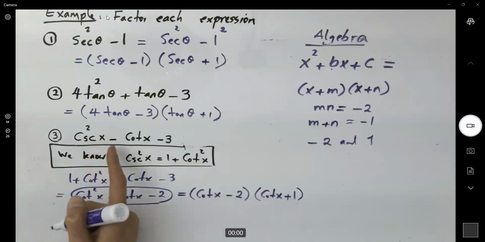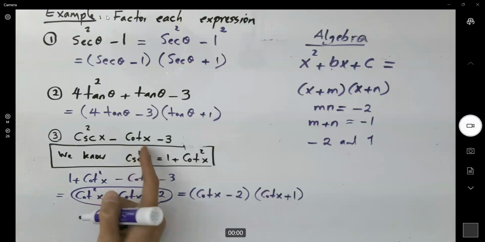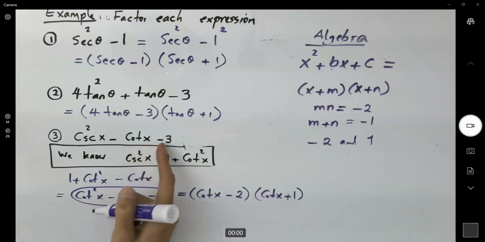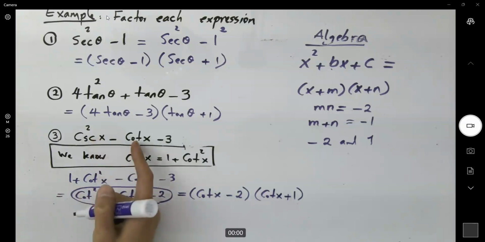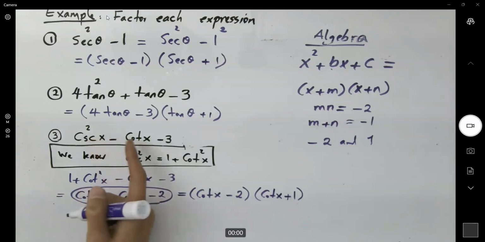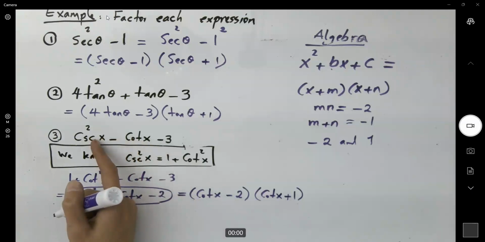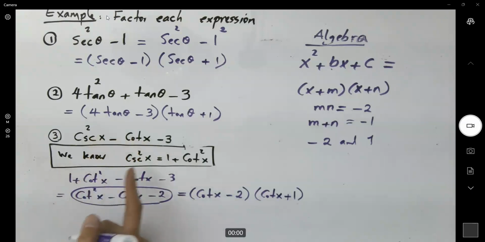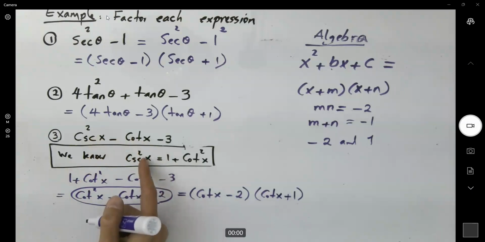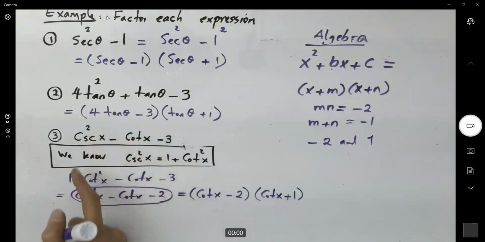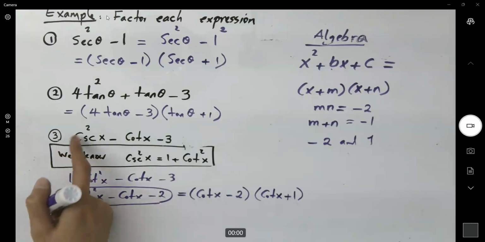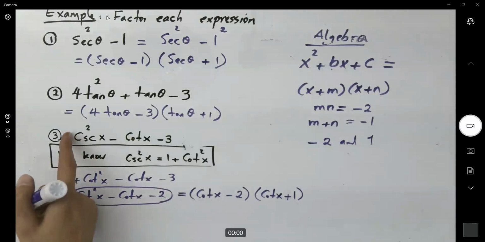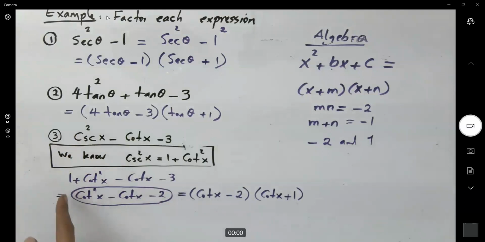Cosecant squared of x minus cotangent of x minus 3. First of all, you need to have the same function here. Otherwise, you cannot write it in factored form. That's why we use the trig identity: 1 plus cotangent squared equals cosecant squared, and replace that here. Now, these two are equivalent to each other. The original expression is the same as the simplified expression here.